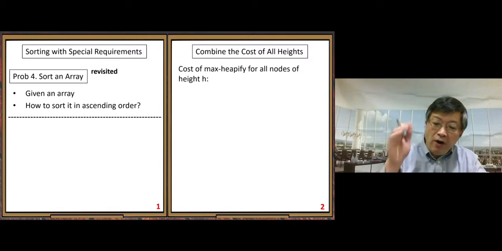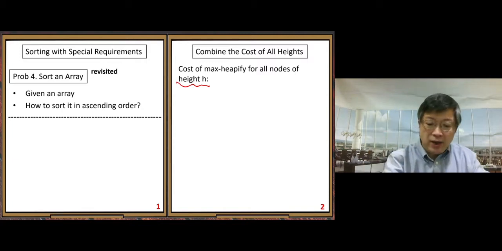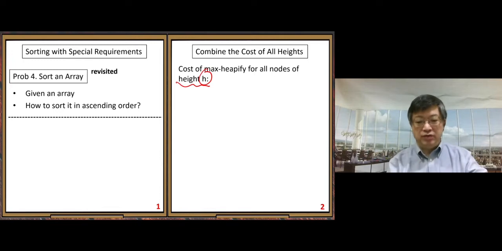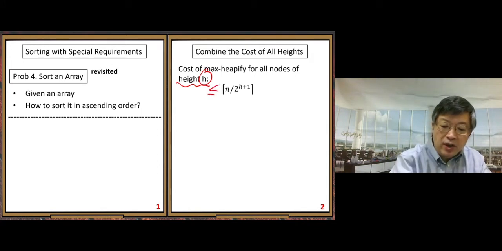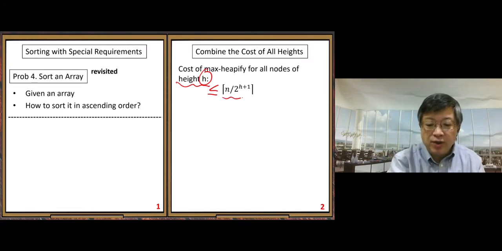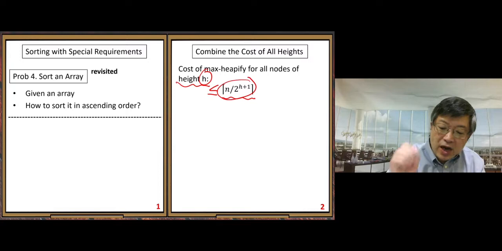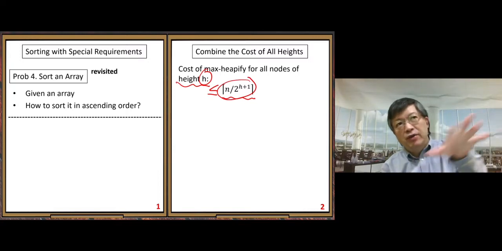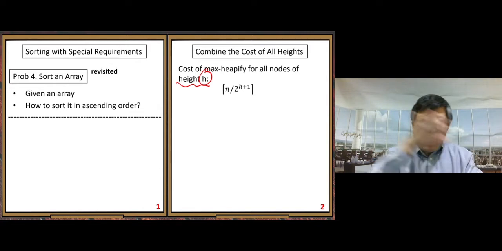Cost of max heapify for all nodes of height h. From the last video, B.1, we get the number of nodes with height h. We use that expression. Remember, we have a precise expression, but for this particular situation we use an expression that is greater than or equal to it, because this one is easier for estimating the whole cost. So this is the upper bound for the number of nodes with height h.